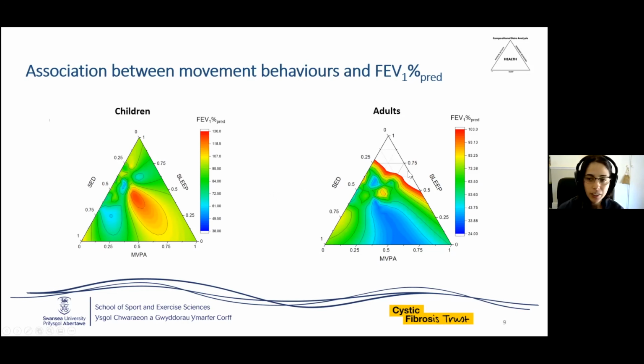And you have a similar thing in adults. The map for adults looks a bit different because even though I analyzed four behaviors, you can only use three behaviors on the ternary maps because of the triangle shape. So here you have that time taken from sleep, even if it is for MVPA, will decrease our FEV1 massively, especially in adults. So this was a really important finding in adults.